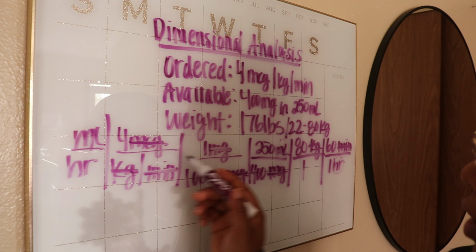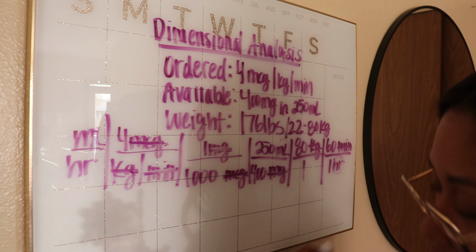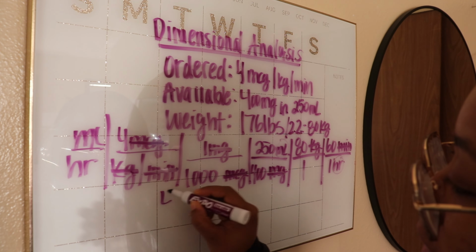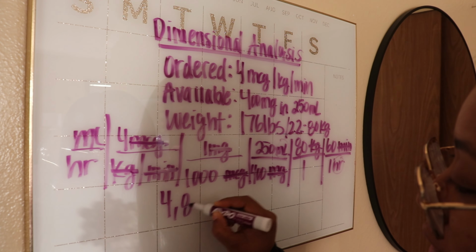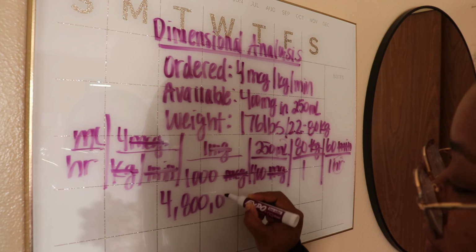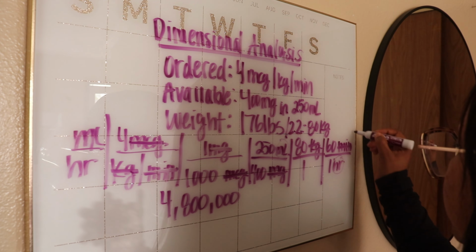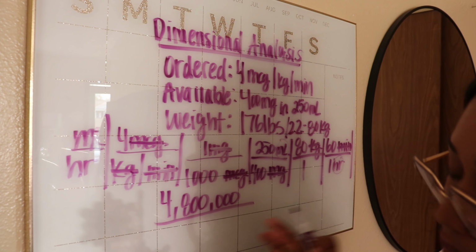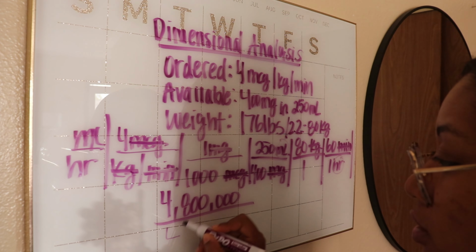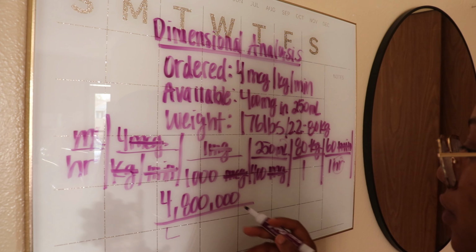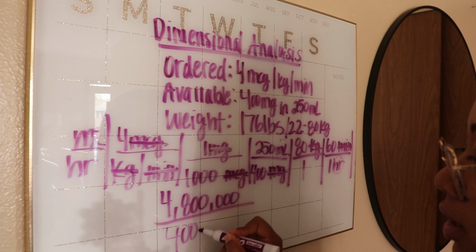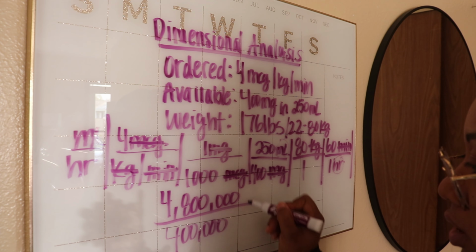Now you could go ahead and do the calculation across the board. That is going to leave us with 4,800,000. Yes, in dimensional analysis, your numbers will end up really big. Just keep going through, trust the process. At the bottom here, we got 1,000 times 400. That is going to be 400,000.